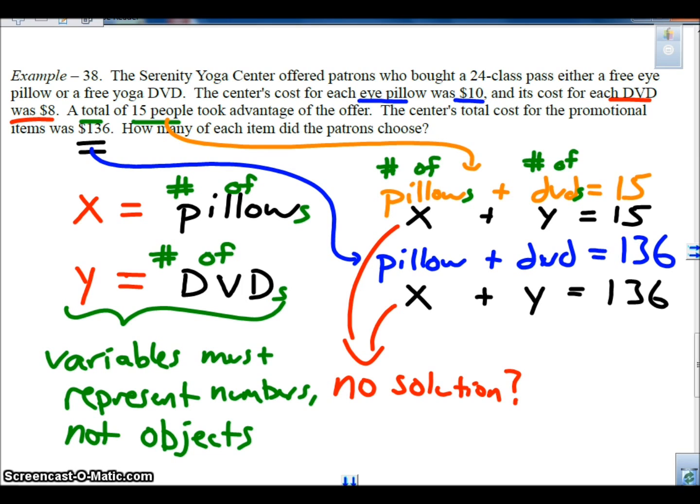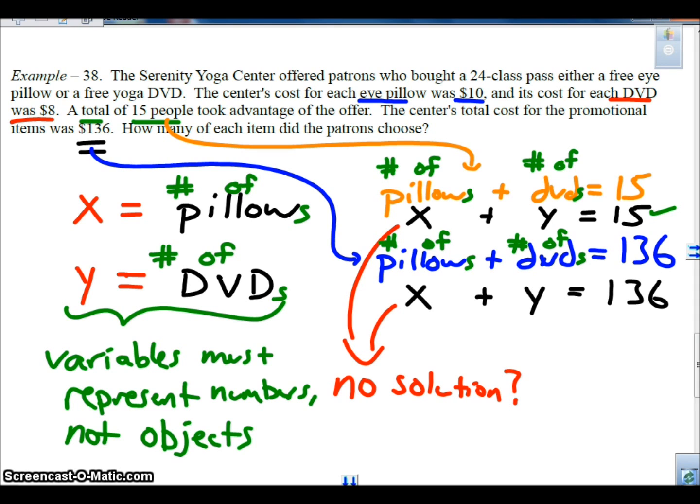That equation still makes sense. And so we should still let X represent the number of pillows and Y represent the number of DVDs. And so the equation will remain X plus Y is equal to 15. But does it make sense for the bottom equation? Does it make sense to say that the number of pillows plus the number of DVDs equals $136? No, that doesn't make sense.